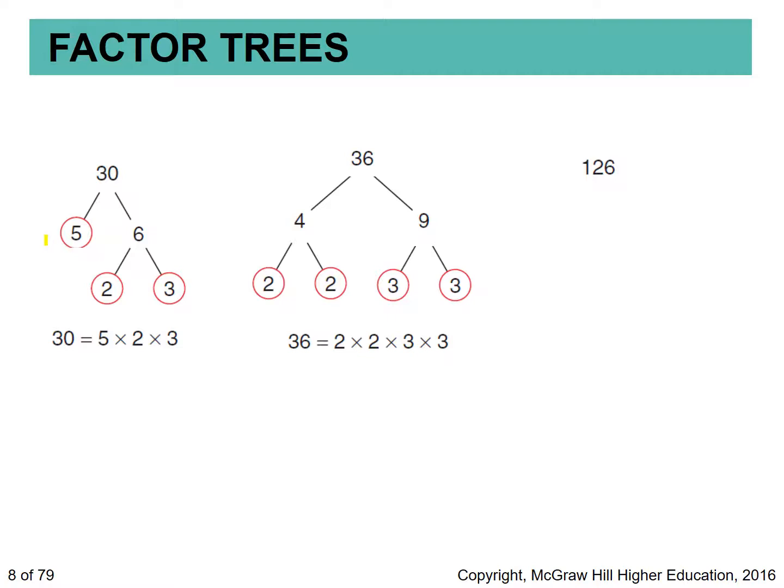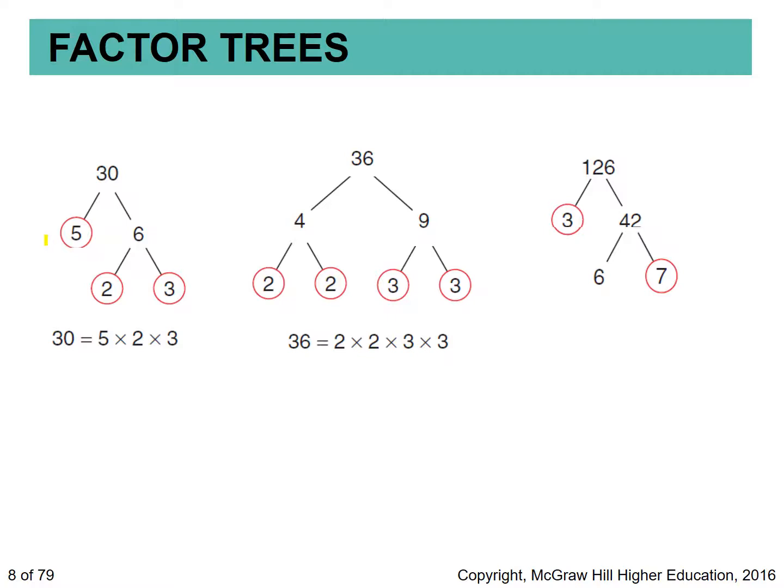And finally, we look at 126. If I use the divisibility rules and add the digits 1, 2, and 6 together, I get 9, which is divisible by 3. So 3 will go into this 42 times. 3 is prime.